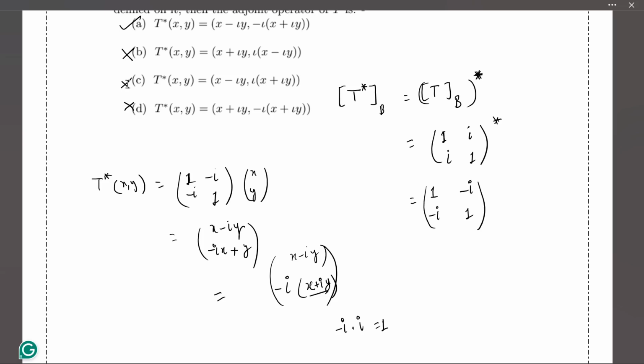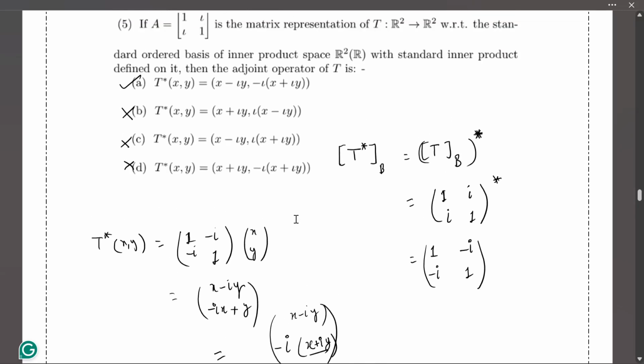Okay. Understood? This was simple. A little calculation to match your answer.